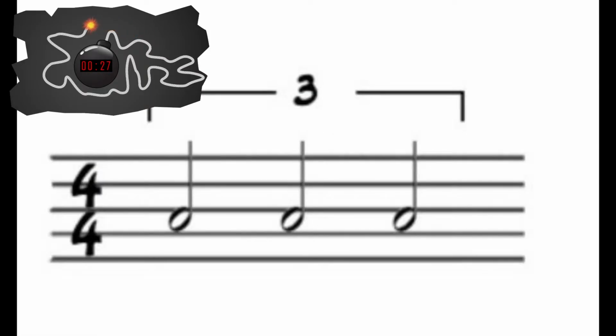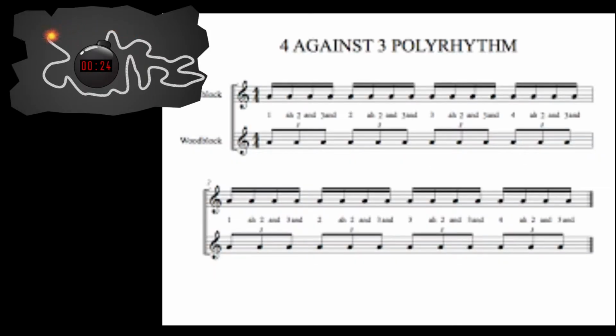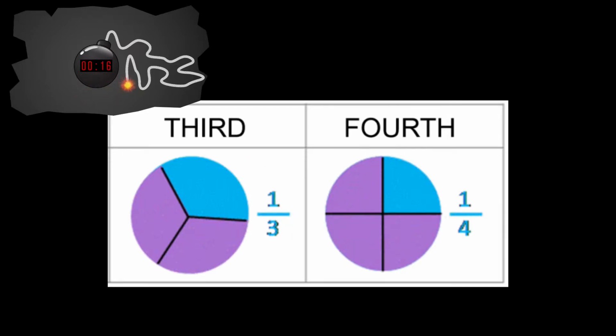There are also triplets, which divide the four beats into three, creating polyrhythm. Polyrhythm is when your time signature, 4/4, interacts with another time signature, in this case, 3/4. So instead of dividing the bar into four, it divides it into three, creating triplets.